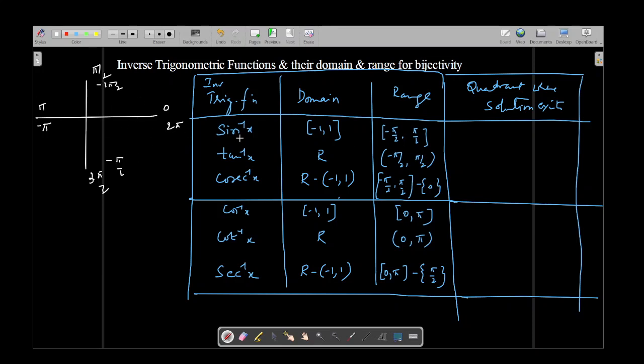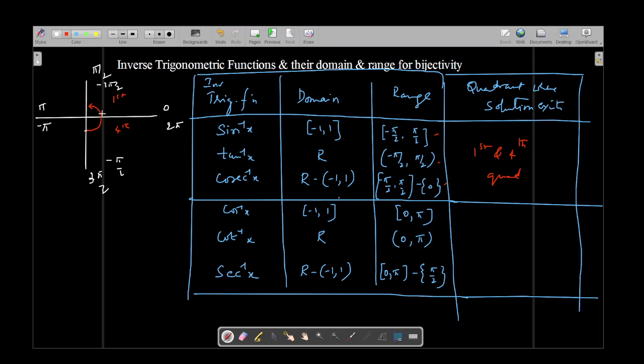So minus pi by 2 to plus pi by 2. Minus pi by 2 is here, and if I want to go from minus pi by 2 to plus pi by 2, I have to go like this. So this is my first quadrant and fourth quadrant. For all this, the solution lies in the first and fourth quadrant. This we will discuss in detail while solving the problems.